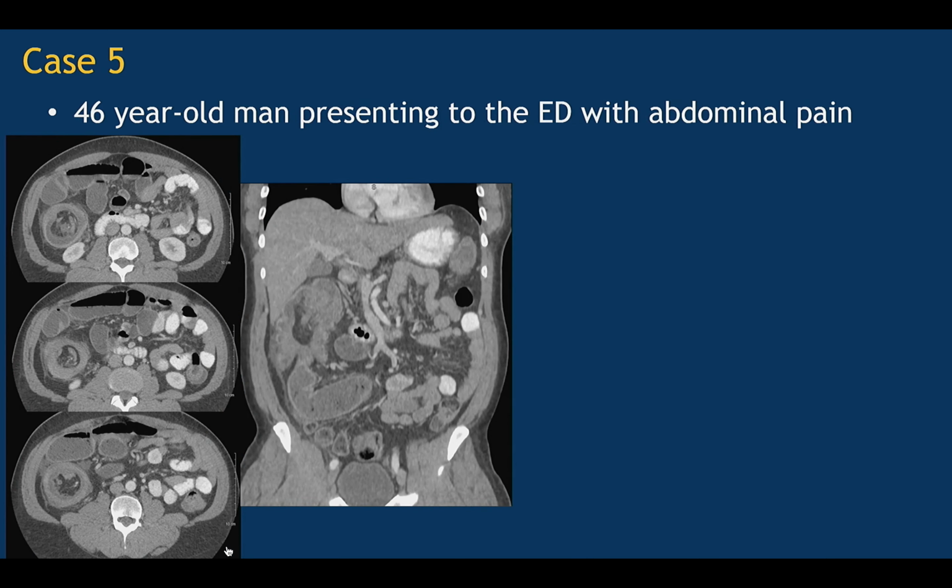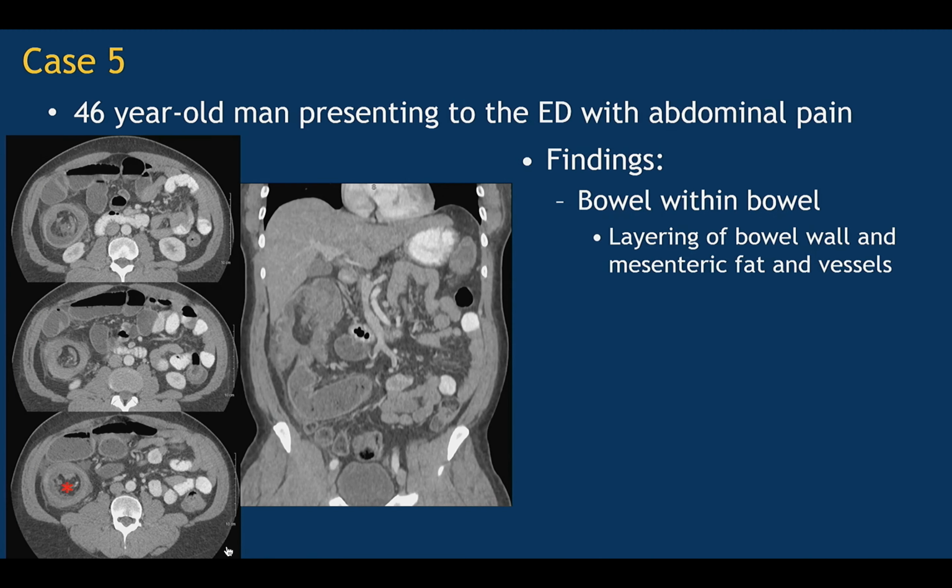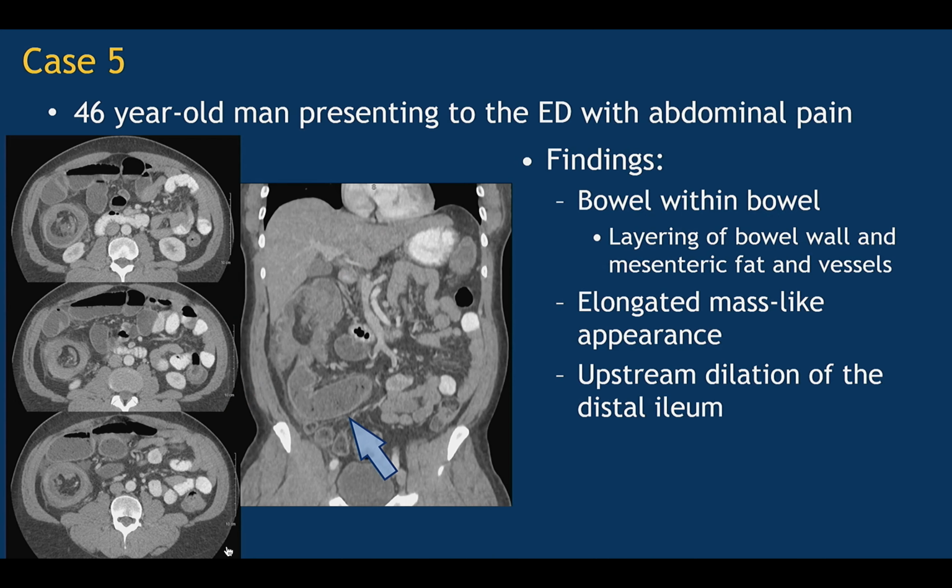Case 5 is a 46-year-old man presenting to the emergency department with abdominal pain. We can see the abnormality in the right hemiabdomen with the bowel within bowel sign. There's layering of bowel wall and mesenteric fat and vessels. There is an elongated mass-like appearance on coronal reformats, and there was also upstream dilation of the distal ileum.